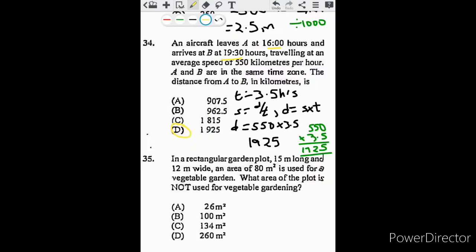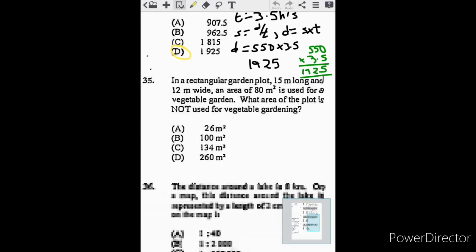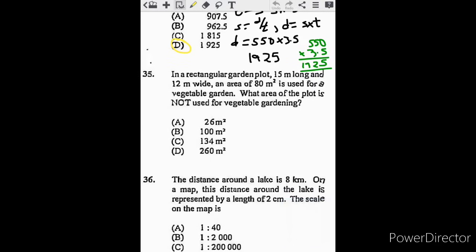Moving on to question 35. We have a rectangular garden plot 50 meters long and 12 meters wide. An area of 80 meters squared is used for a vegetable garden. What area of the plot is not used for vegetable gardening?